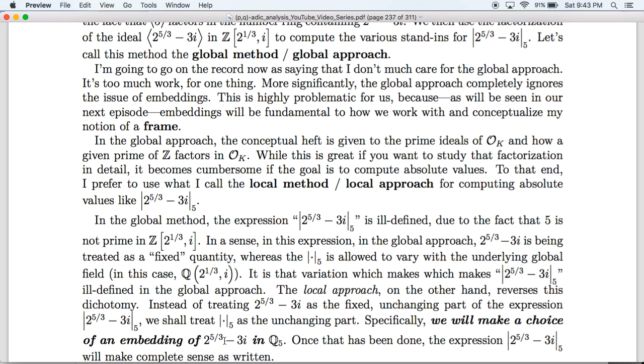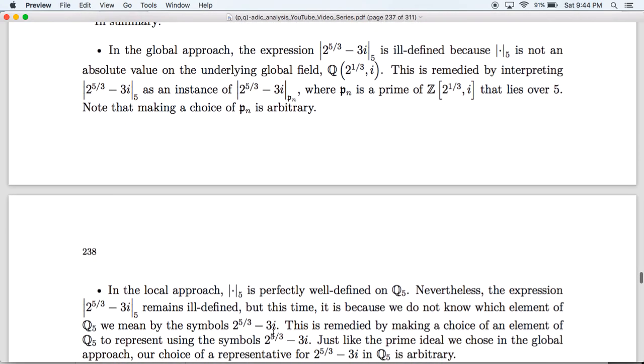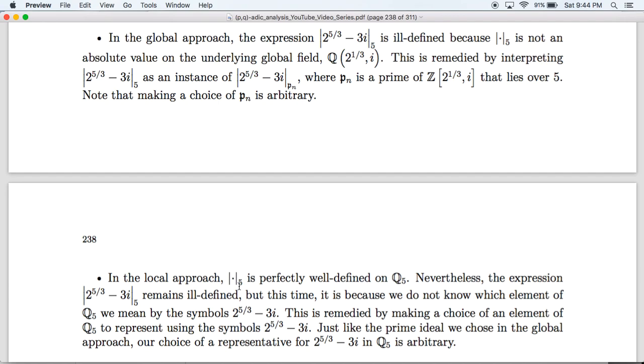And this is actually going to be equivalent to making a choice of an embedding of this expression in Q5. In this case, what's going to happen is, rather than thinking of the absolute value as something that changes when we go from Q to Q of cube root of 2 adjoin i, we're going to think of the 5-adic absolute value as the thing that stays unchanging, and rather it's the identity of this expression that needs to be kept track of.